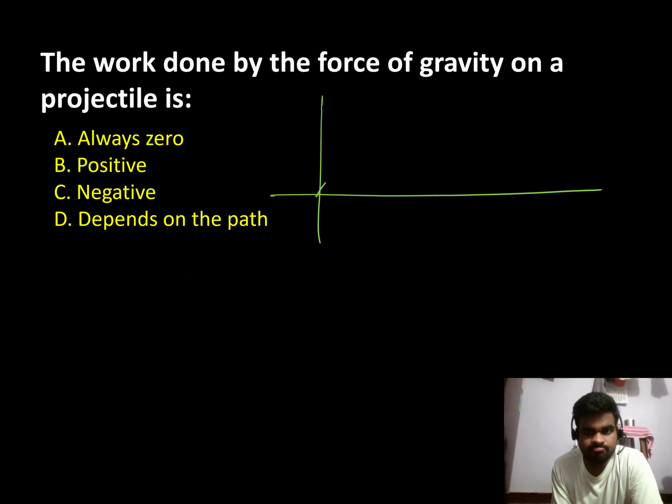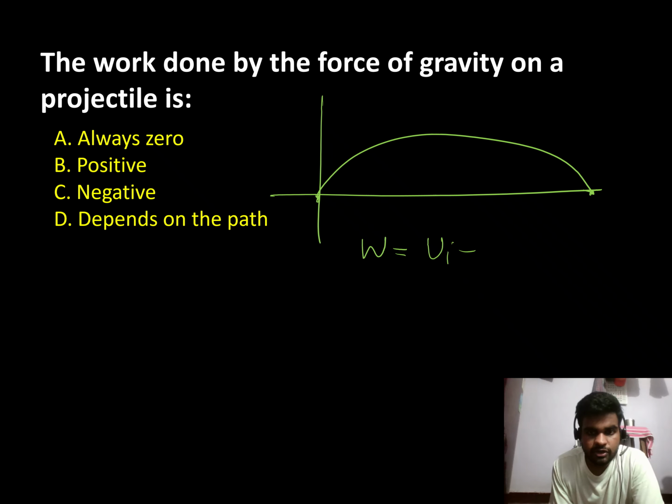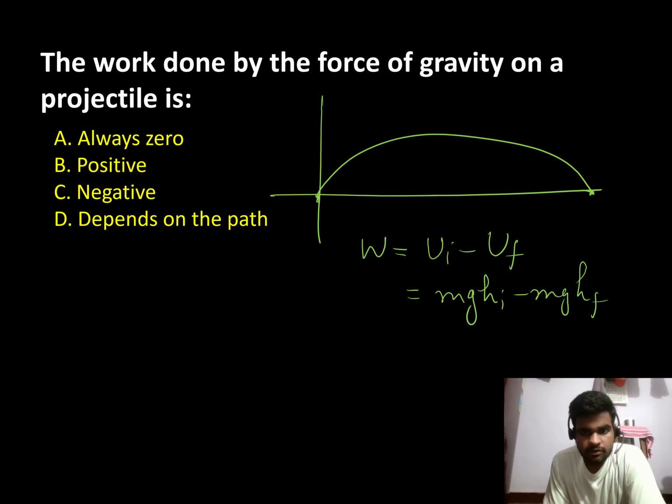Here's a projectile. The final and initial points are the ground. So it will not always be zero. See, work done by gravity will be equal to U initial minus U final, mgh initial minus mgh final.